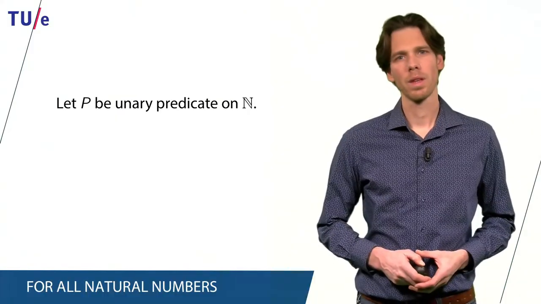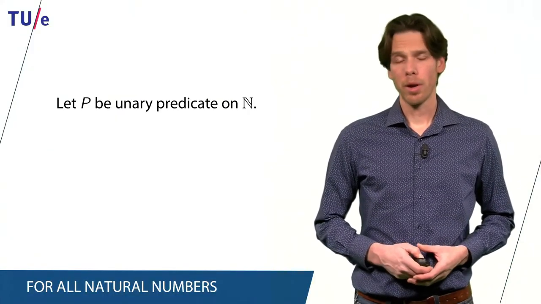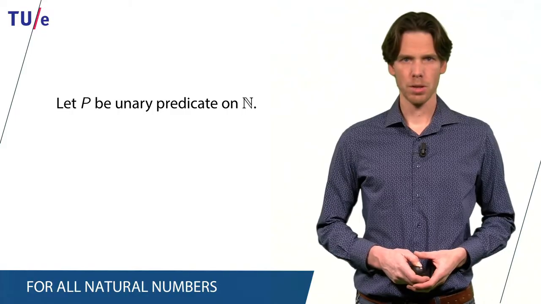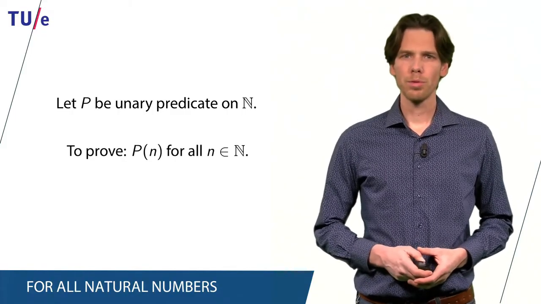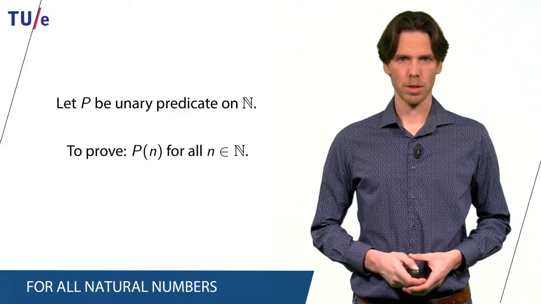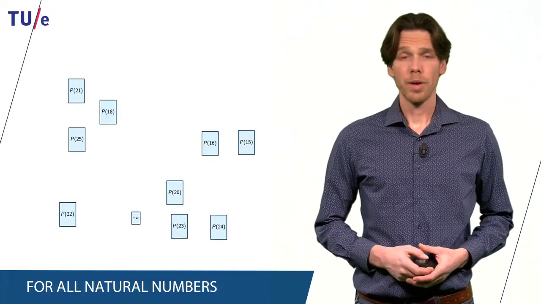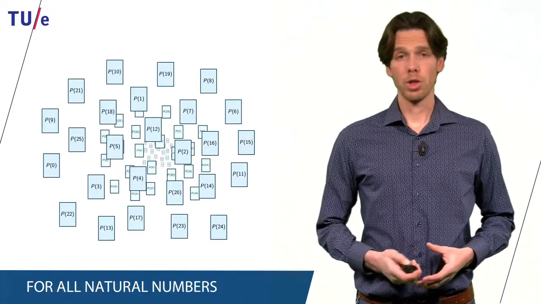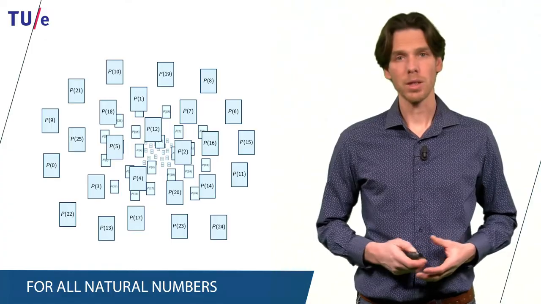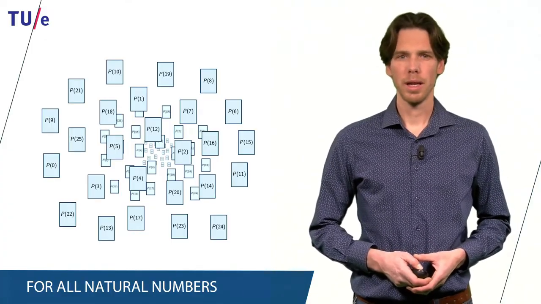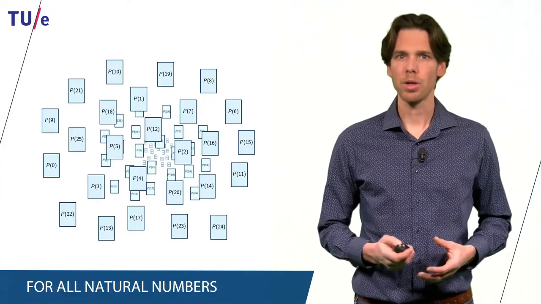In this lecture, we shall introduce the important proof principle of mathematical induction. Consider a unary predicate P on the set of natural numbers, and suppose that we wish to prove that the predicate holds for all natural numbers. Then we should provide an argument that P holds for each individual natural number.